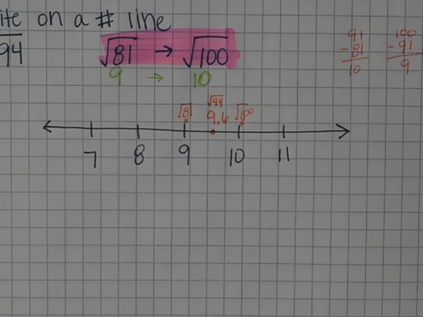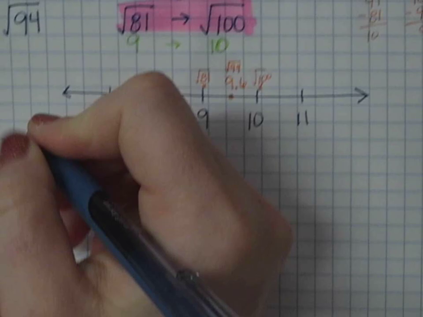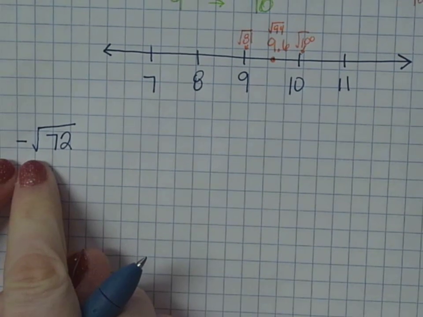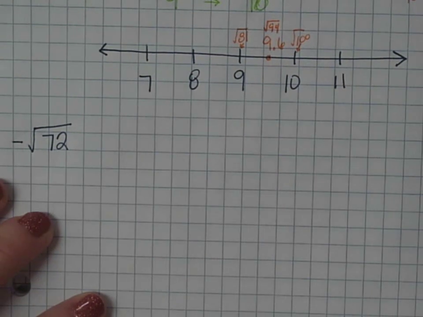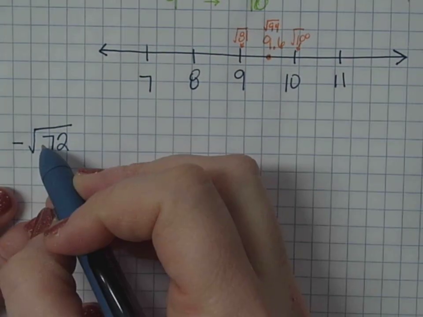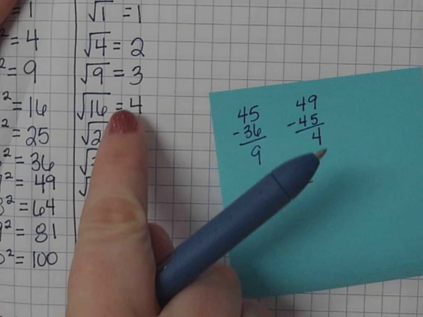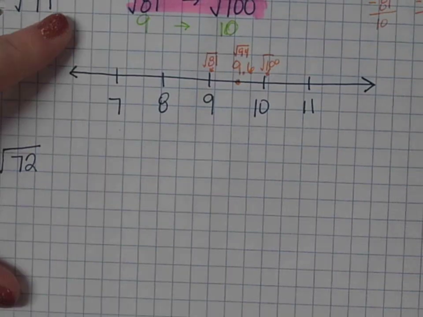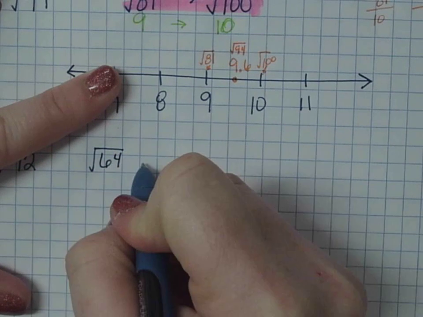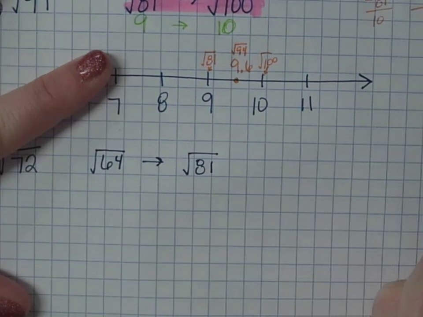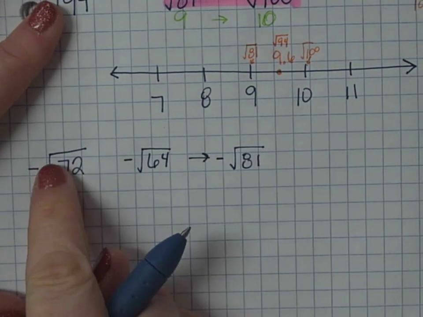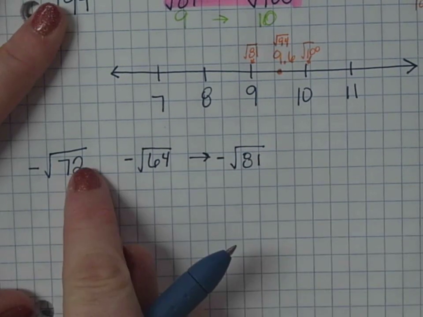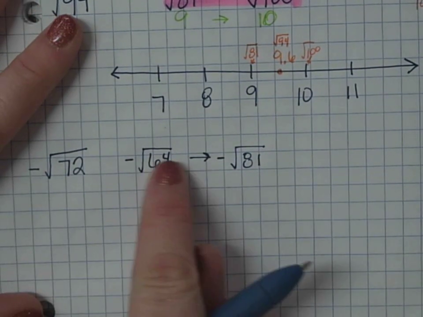Alright, let's do one more as a negative. So if I do a negative square root of 72, or let's just, sorry, I decided to do it differently. So we're going to look at just the number for now. So 72 falls between 64 and 81. So square root of 64 and square root of 81. Well, since it's a negative, we're going to put a negative in front of both of those. The number they're taking the square root of is still the same, but the only difference is that there's a negative out front, so you have to put a negative out front in both of yours.